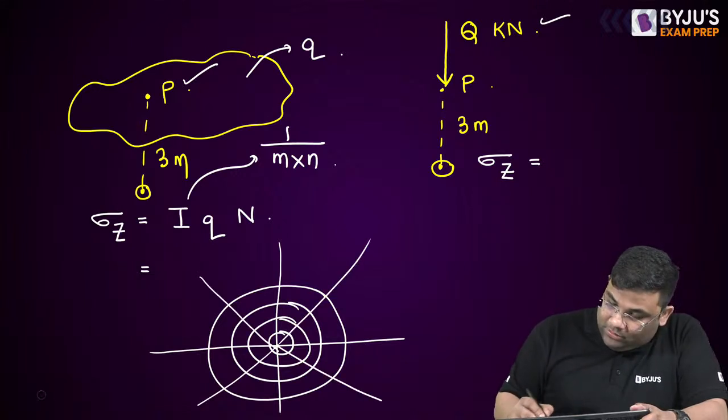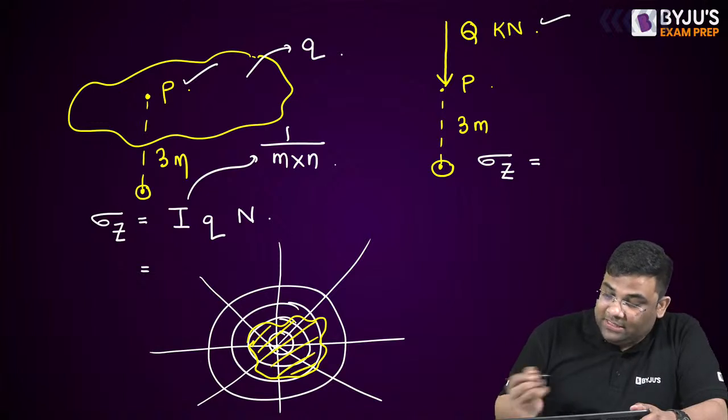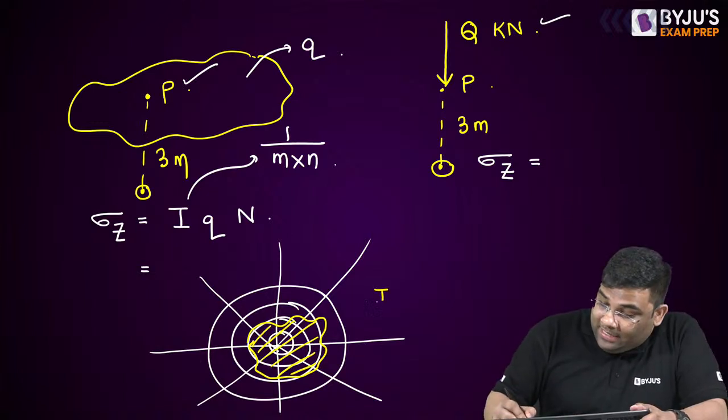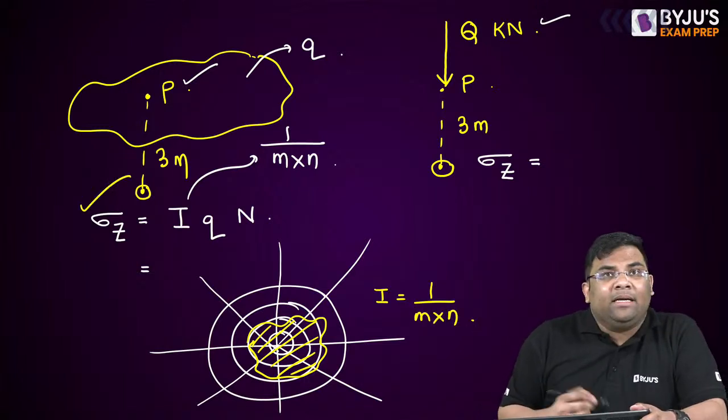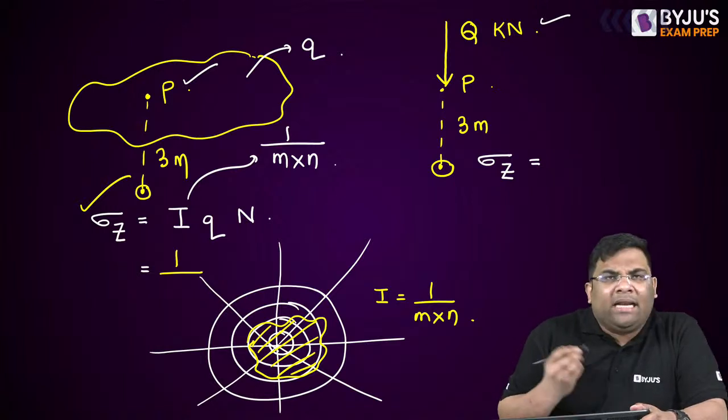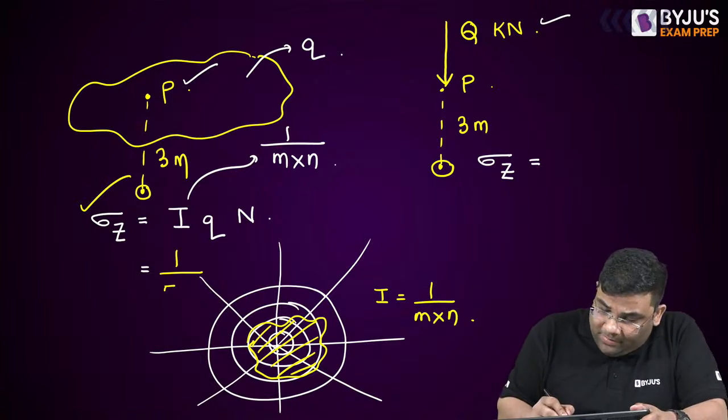If you put this area like this, it is telling the number of units covered is 29. And I is M into N. So from here, can you give me the stress increment? Yes, this will be M into N. M is 5, N is 10, so 1 by 50.